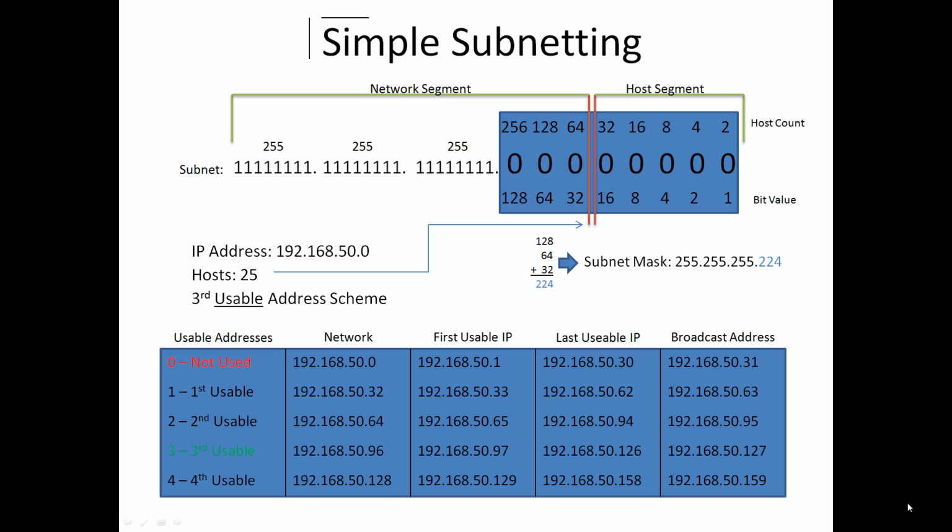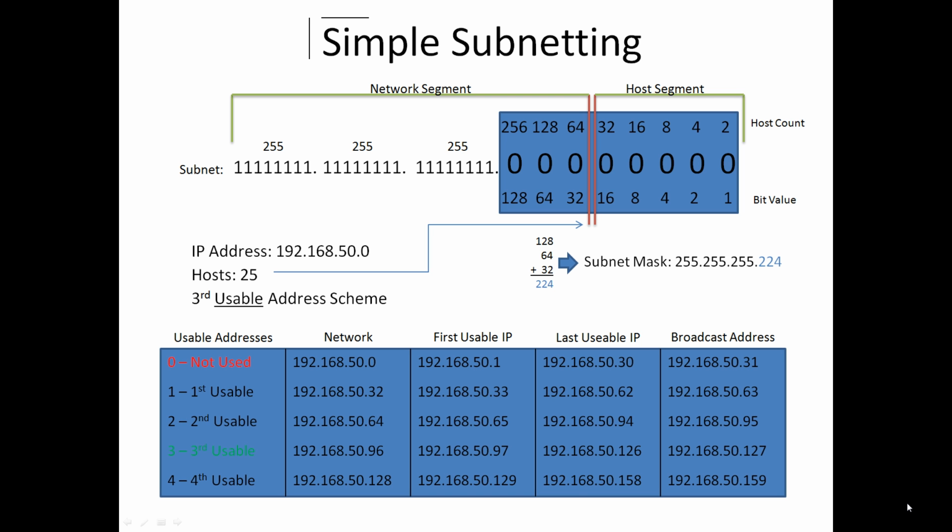So now that we have our network segment and our host segment figured out, we now move down to the part where it says use the third usable address scheme. So let's take a look at our table. The first line, 0-not used. This is not used most of the time in Cisco related material, yet the IP scheme does work if you use it on a router or in your home network or anything. So let's start off. 192.168.50.0. That's your beginning address for your first IP scheme.